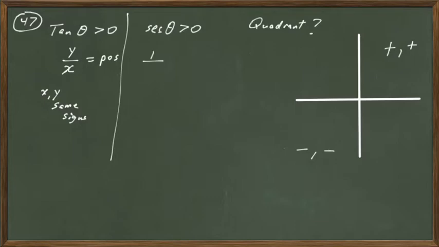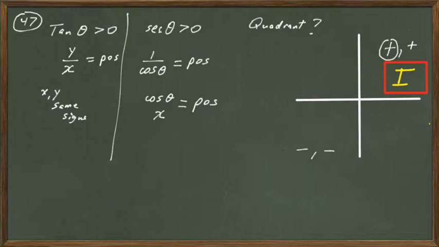The secant is 1 over cosine. Greater than 0 means positive. That means that cosine, which is also the x, alphabetical cosine sine, the x has to be positive. So the only place that occurs is in quadrant 1. We're just identifying the quadrant on this problem. The next one we'll solve.